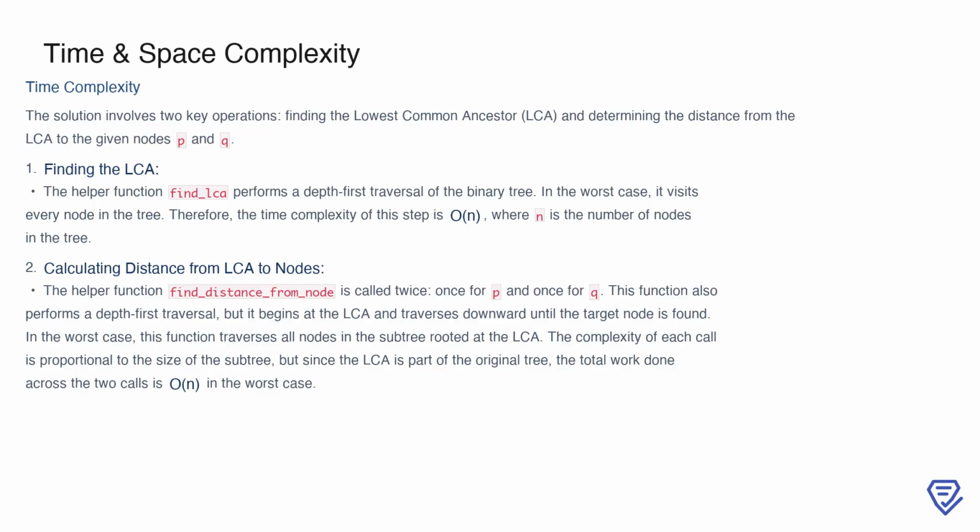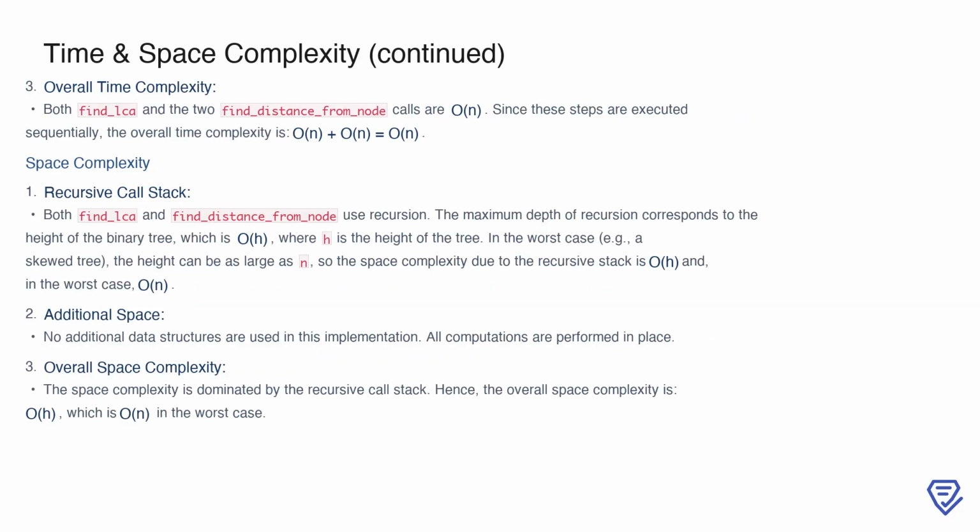Next, we need to calculate the distance from the LCA to the nodes P and Q. This is done using the find_distance_from_node function, which also performs a depth-first traversal, starting at the LCA and moving downward until the target node is found. Since this process is repeated twice, once for each node, its work is proportional to the size of the subtree rooted at the LCA. However, because the LCA is part of the overall tree, the combined work across both calls is still O(n) in the worst case. Now, combining the time complexities of these two steps gives us the overall time complexity.